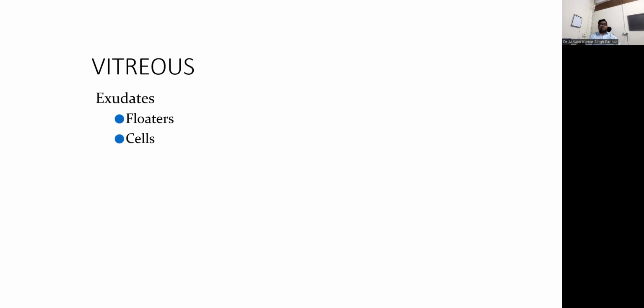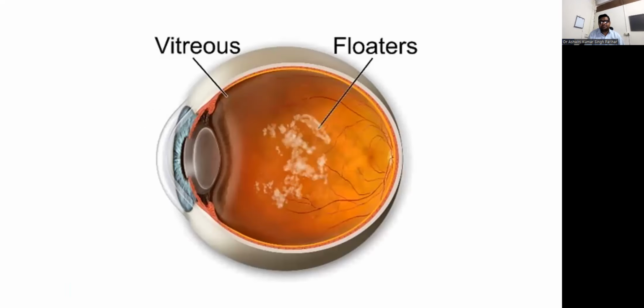Sometimes the vitreous will be involved in the posterior segment also, and on examination the patient will be seeing cells and floaters. They will be there in the vitreous cavity. Cells are the same as those which were there in the anterior chamber, as I mentioned, but they go to the vitreous.